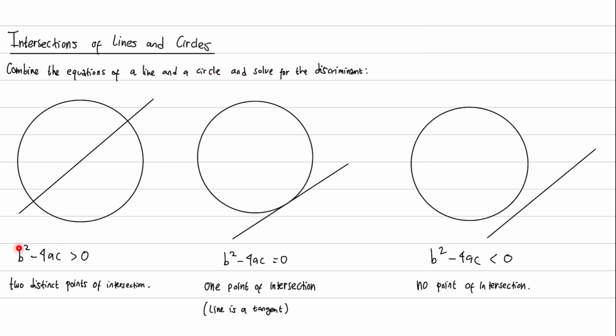If your discriminant is more than 0, it means that you have two distinct solutions, or we can say two distinct points of intersection. If your discriminant is equal to 0, it means that you have only one intersection. And if your discriminant is less than 0, it means that you don't have a point of intersection at all.